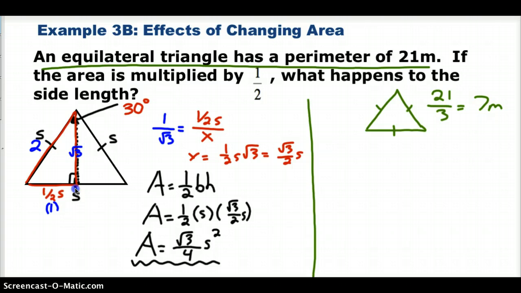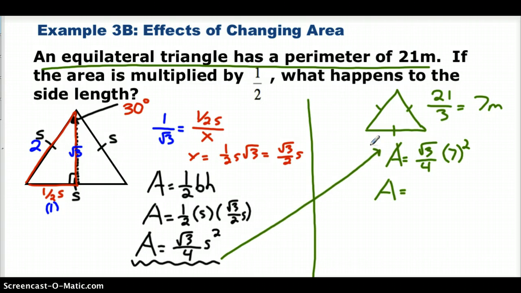Okay, and so at this point we want to write an equation that's basically going to give us the area of this particular triangle. So we're going to use our formula from the last part, right? We're going to say our area is equal to radical 3 over 4 times s squared, where s is 7, which gives us 49 radical 3 over 4. That would be the area of this equilateral triangle that has a side length of 7 meters.